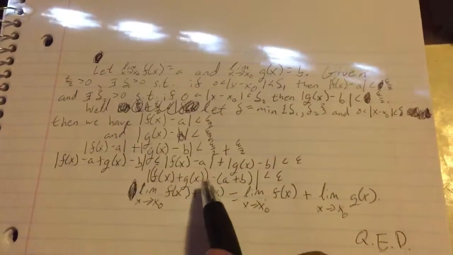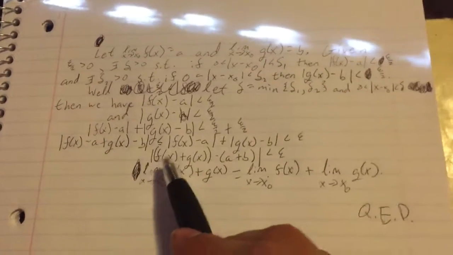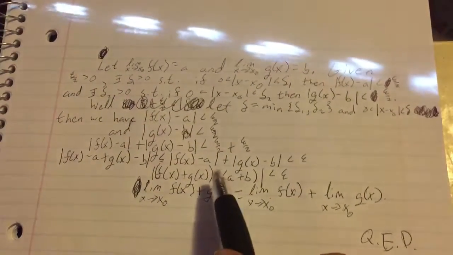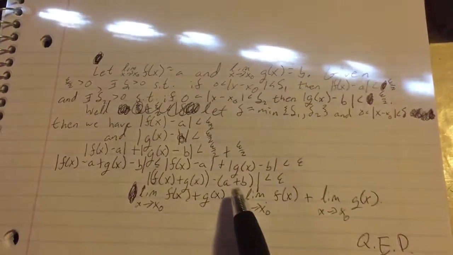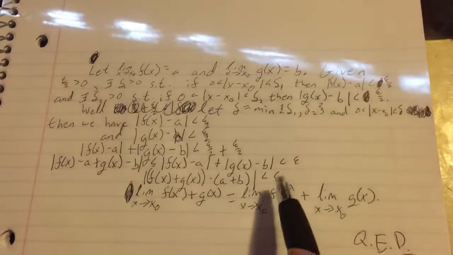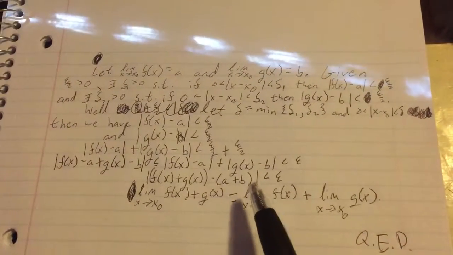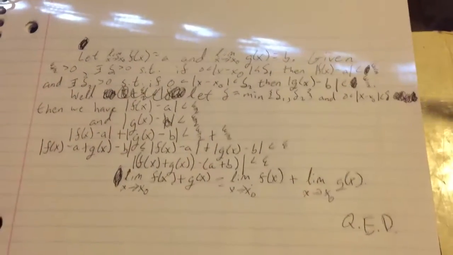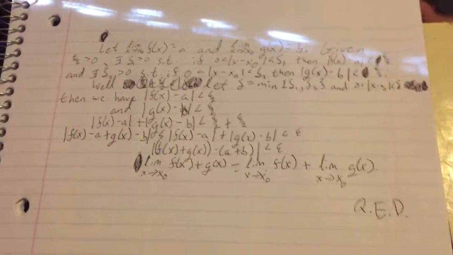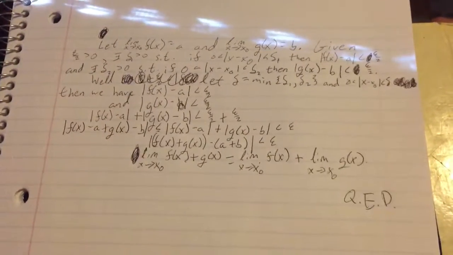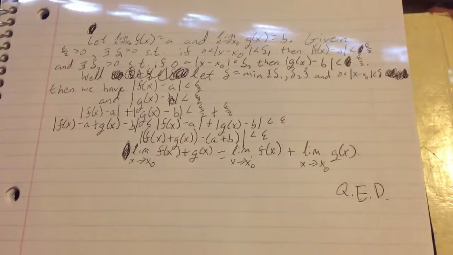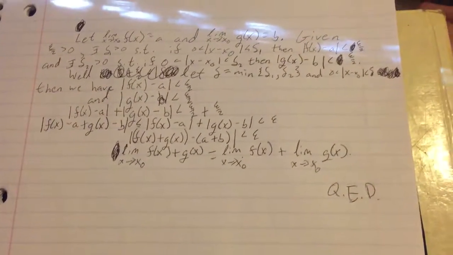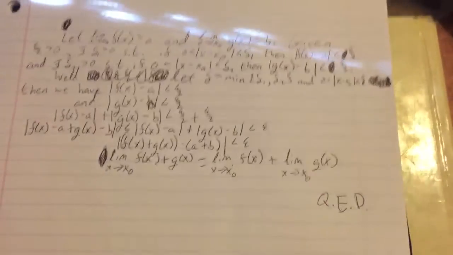And with just a little bit of moving around of our minus signs, we end up with the absolute value of quantity f of x plus g of x minus the sum of a plus b, which, hey, is less than epsilon. But that's just the definition of a limit because epsilon's arbitrary. We can make epsilon as small as we want to, and we can find a delta. So the limit of f of x plus g of x as x tends to x naught is equal to the limit as x approaches x naught of f of x plus the limit of g of x as x approaches x naught. QED.